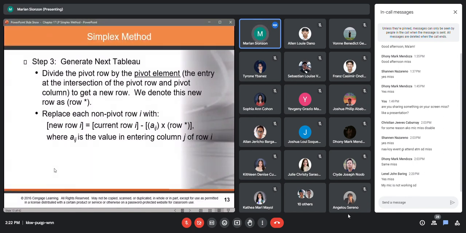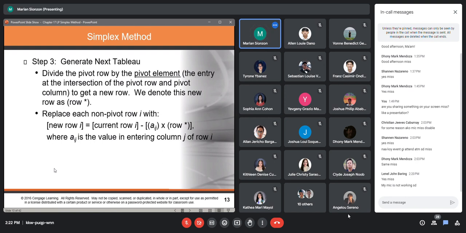I will illustrate that one so that it will be easier for you to understand. Where A sub ij is the value in the entering column j of row i. So, our rows are labeled as i and the columns as j. So, the number will be ij, representing row and column. In other words, if you have A sub 2, 3, it means A sub 2, 3, Christian. What does 2 stand for?